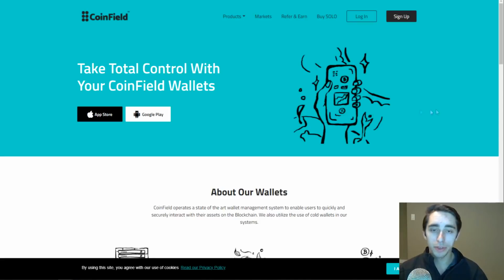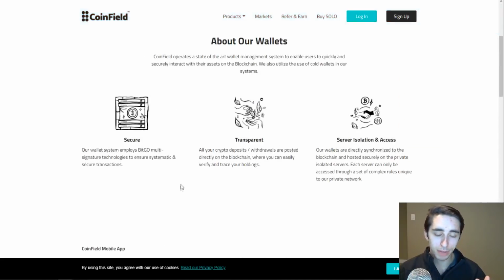But this isn't the only thing that they've done through CoinField as well. They've worked much more towards servicing retail users like yourself and myself, who, again, at the end of the day, might want something that's more simple. So they also have a CoinField wallet that you can download on both iOS and Android. And you can see here that they've got a lot of good features.